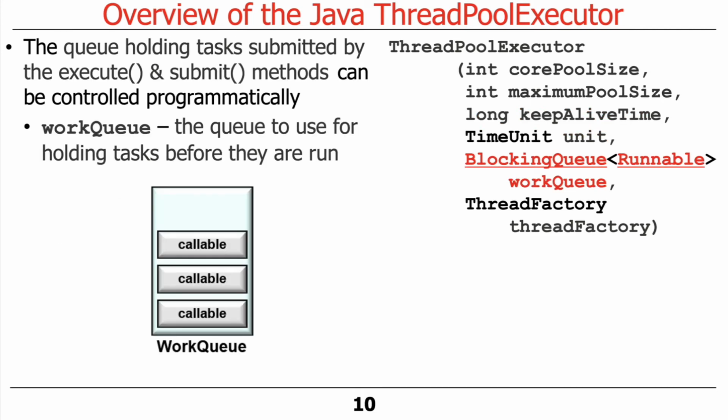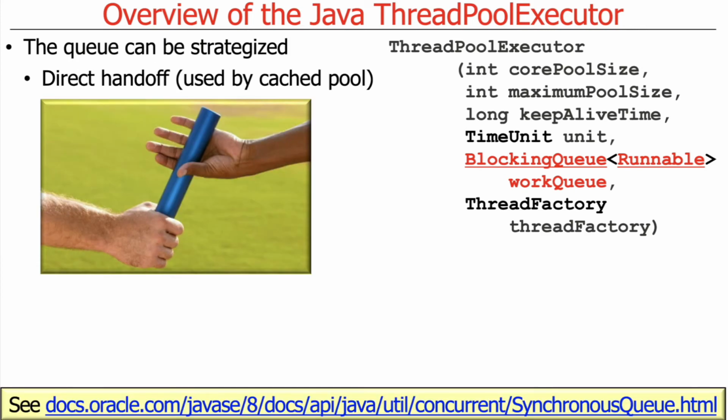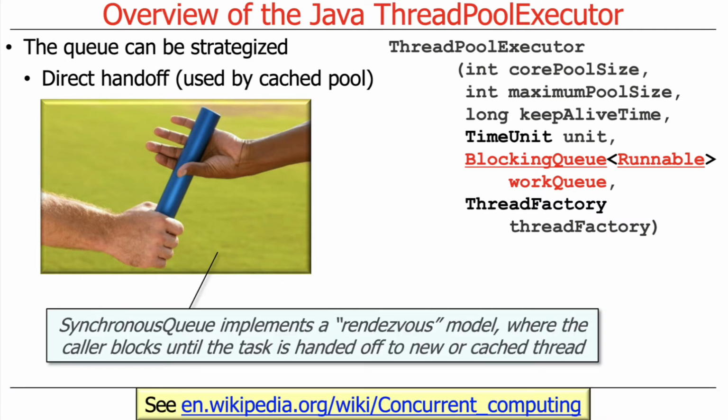The next parameter here is the work queue, and this is the queue to use for holding tasks before they're run. There's a bunch of different queues that you can have. One is to have direct handoff, and direct handoff is what's used by the cached pool. So there really isn't a queue at all, it's just basically a synchronization point. This is implemented by something called a synchronous queue. It implements a model called rendezvous, where the caller blocks until a task is handed off to a new thread or a cached thread.